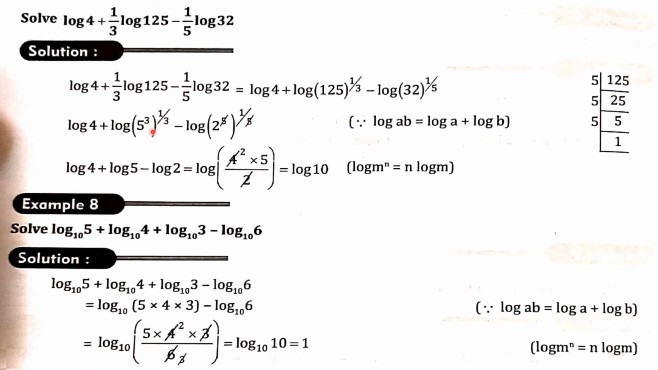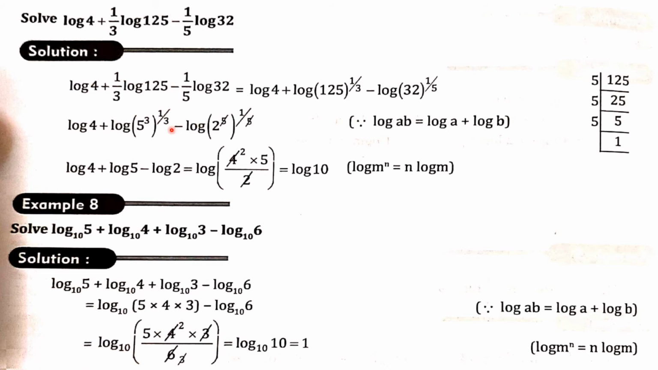log 4 plus, 125 can be written as 5 cube to the power 1 by 3. 32 can be written as 2 to the power 5, to the power 1 by 5. So always when you are taking these values, check the power. Here you had 1 by 5, and 32 has a power 2 to the power 5, so 5 and 5 will get cancelled.